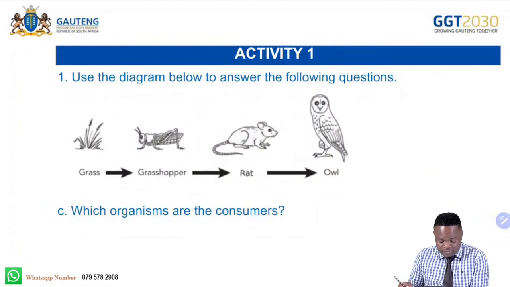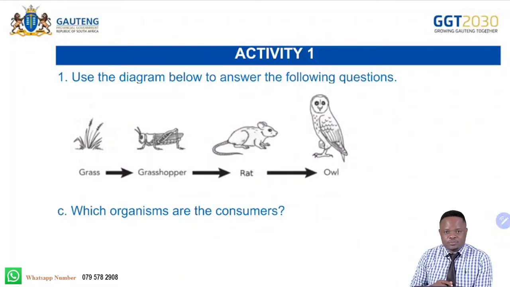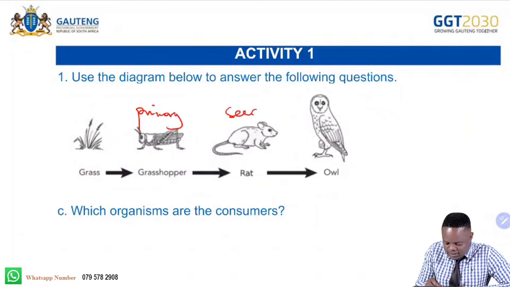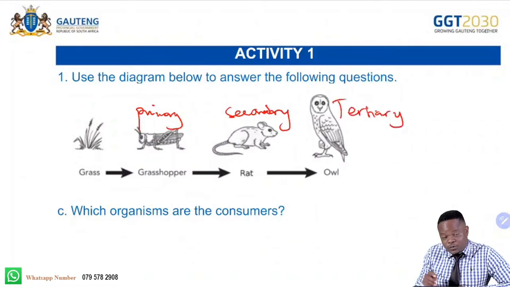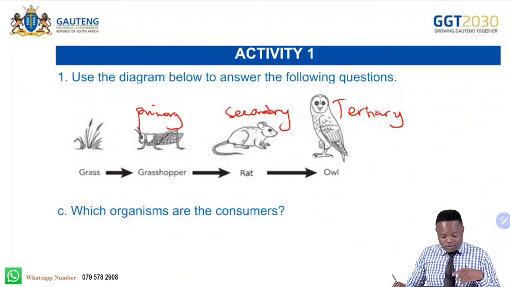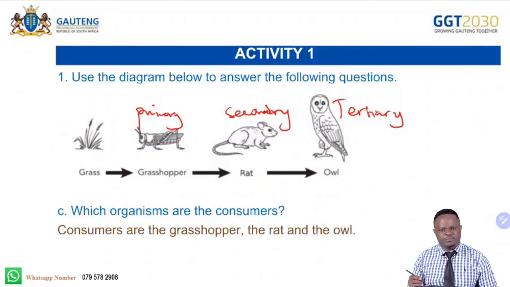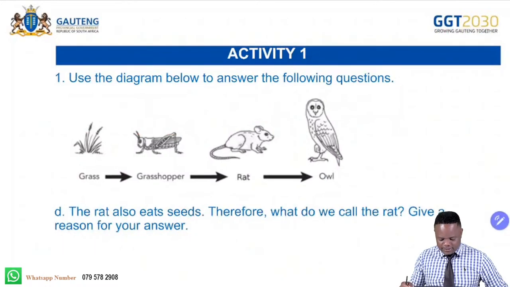And then which organisms are the consumers? Okay, the consumers, they depend on our producers, okay? So remember, we have the first one there, we call that our primary. Then that one is our secondary. That one is our tertiary. Tertiary what? The common word is consumer. So all of them there, they are the consumers, the grasshopper, the rat, and the owl. So these are our consumers. I believe we did that with relative ease, isn't it? Okay, so primary, secondary, and our tertiary consumers.